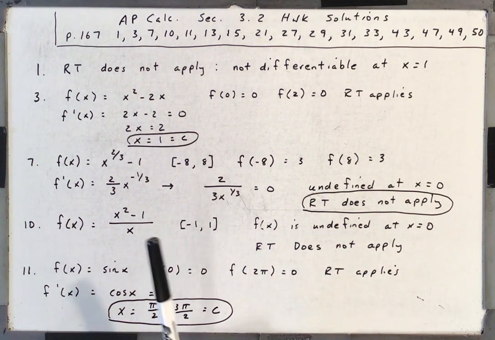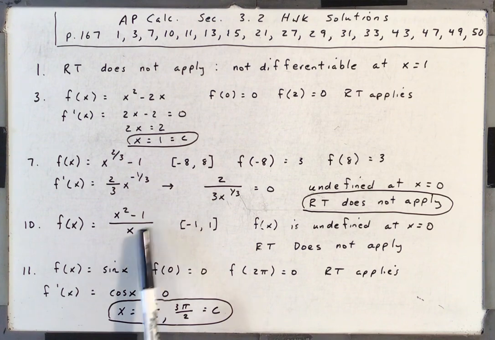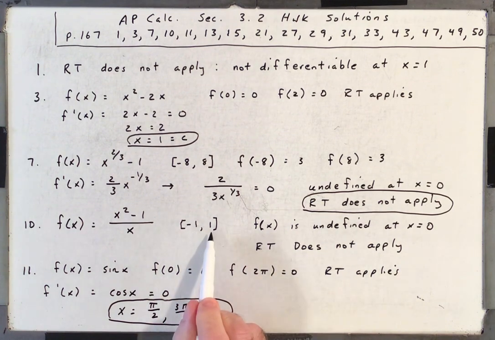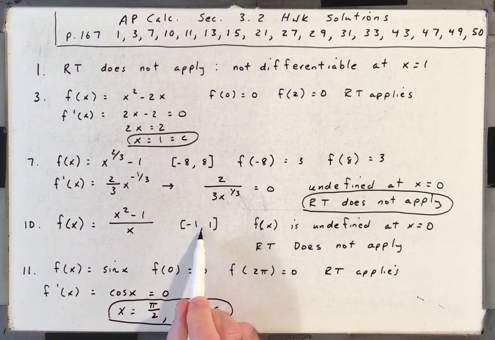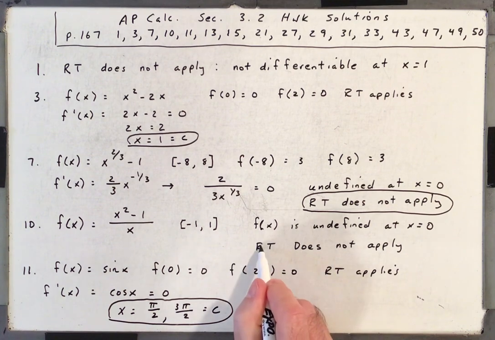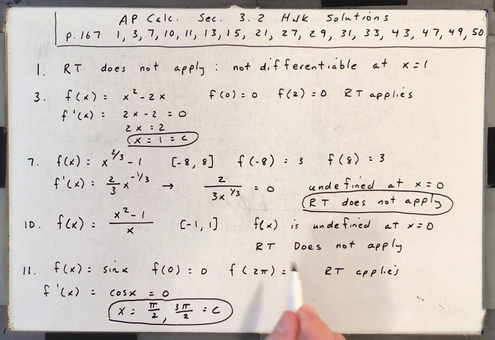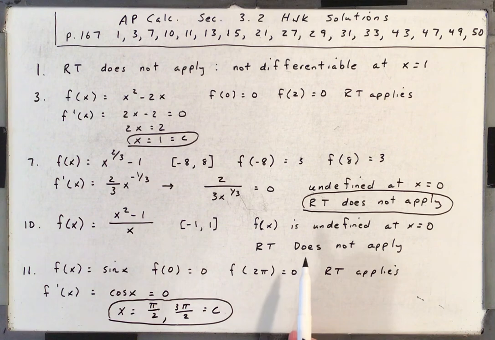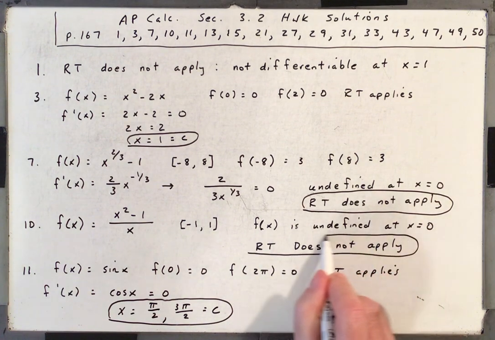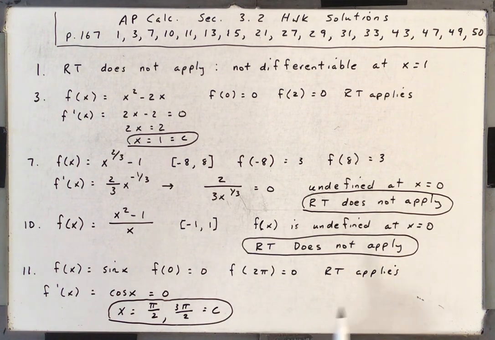All right, number 10, we have f of x is equal to x squared minus 1 over x. We really don't have to do much work on this one because the interval is negative 1 to 1. And you can see that when x equals 0, which is within this interval, f of x is undefined. So if it's undefined at a spot in the interval, then it's not continuous, and therefore Rolle's theorem doesn't apply. And we didn't even have to take the derivative on that one, where we did on number 7.